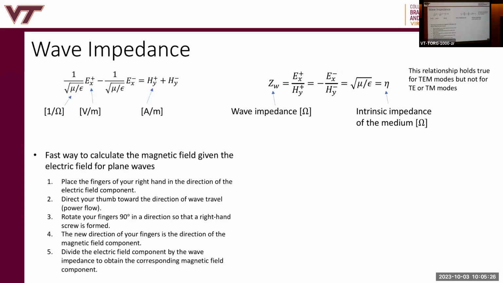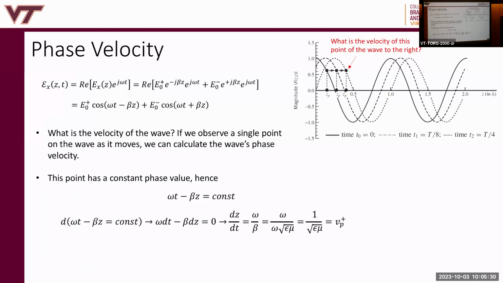TM modes, right? TM. Okay, phase velocity. So we said that this wave is now propagating down the z-axis, but how fast does it move? Can we calculate that?